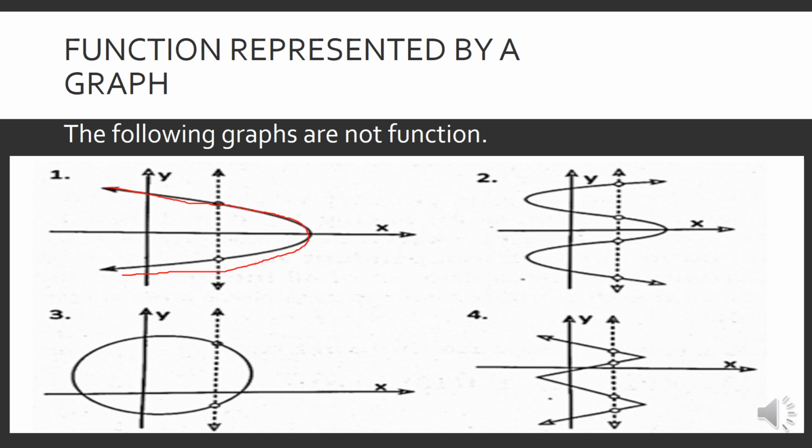If we pass a vertical line across our graph, it will intersect the graph at 2 points. So therefore, it failed the vertical line test. So this graph is not a function. 2. This is the graph of our function.